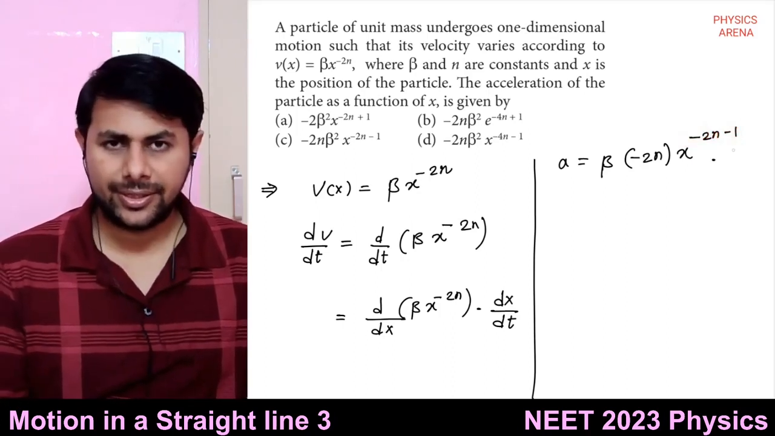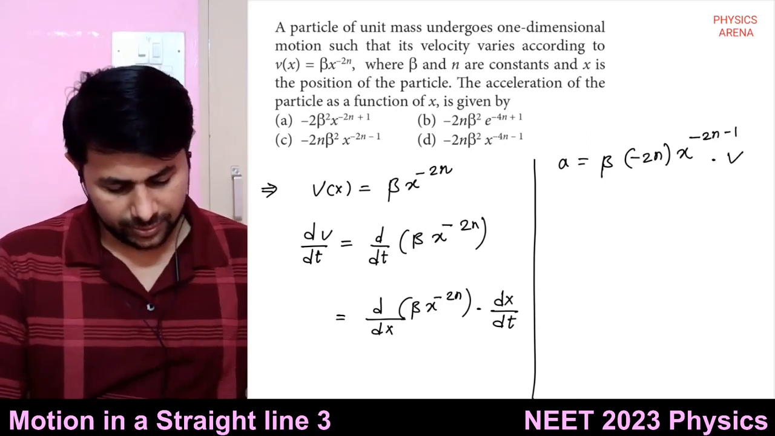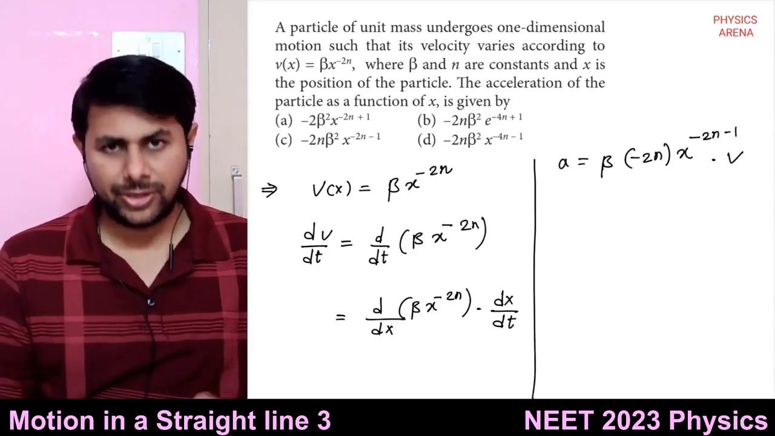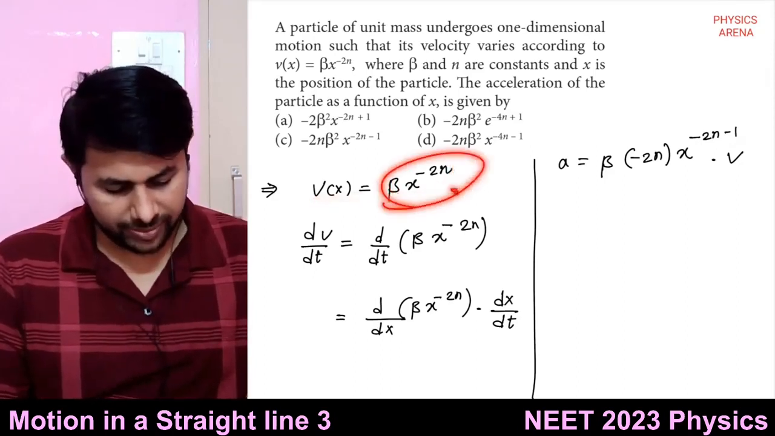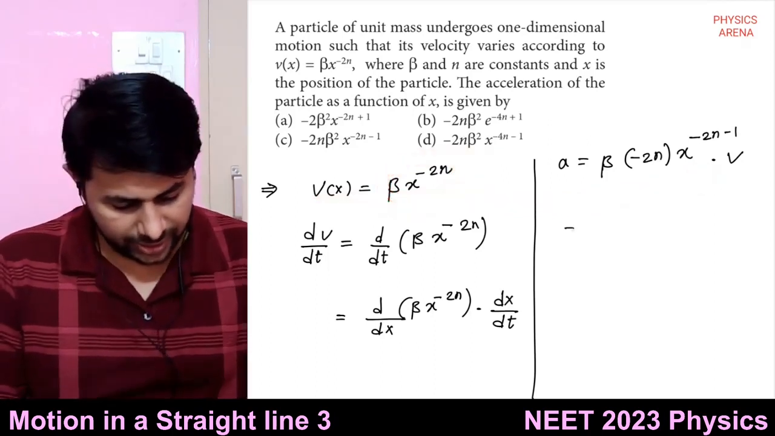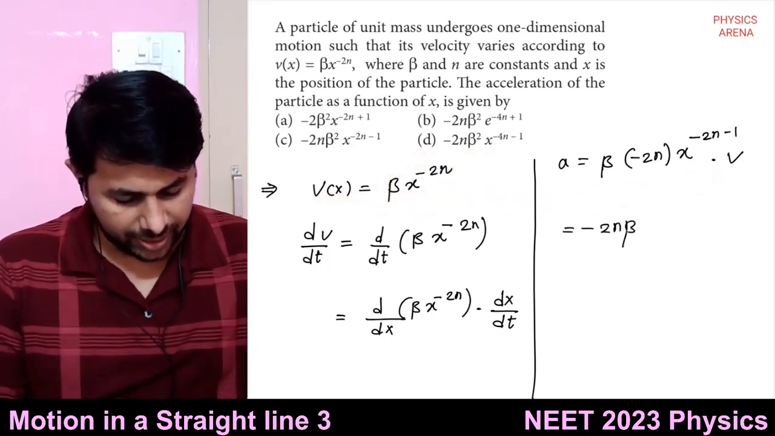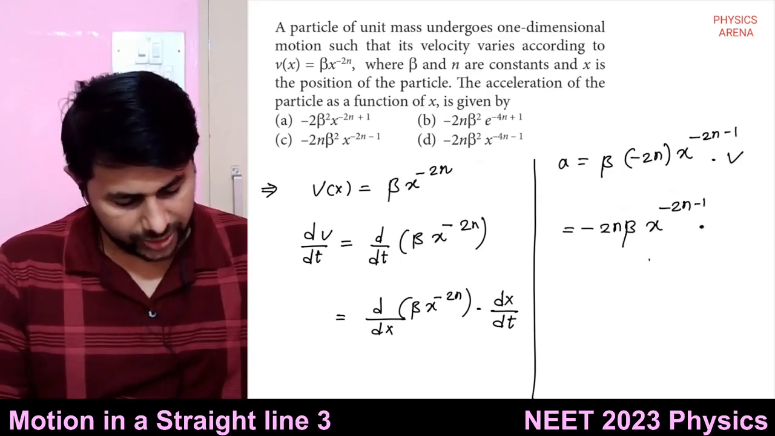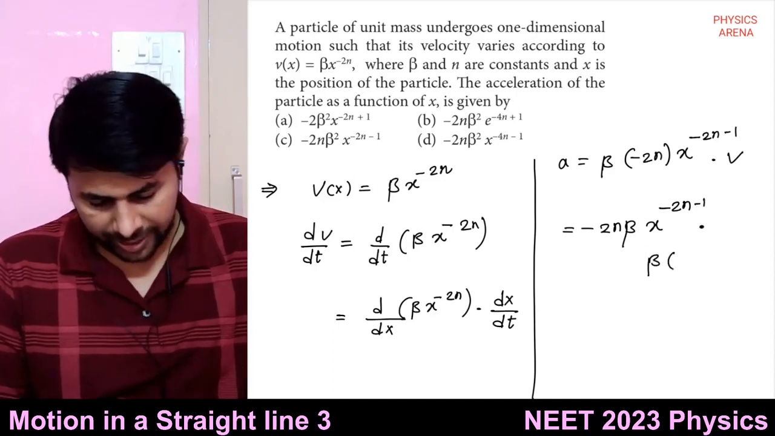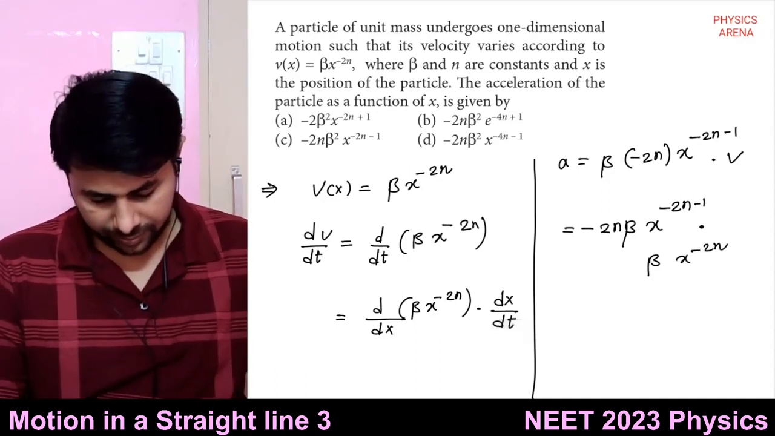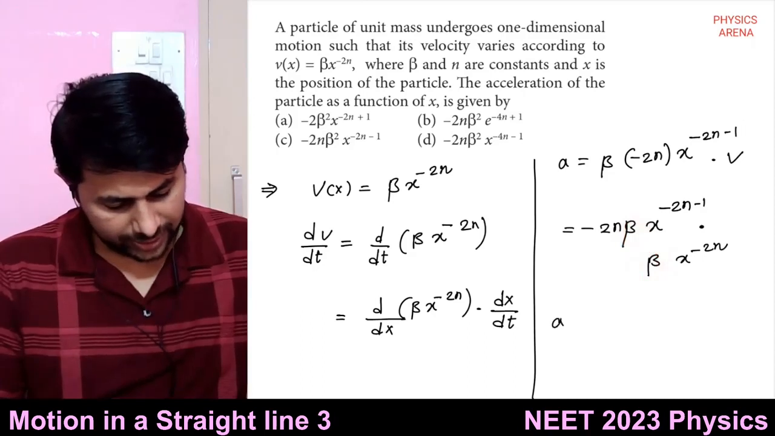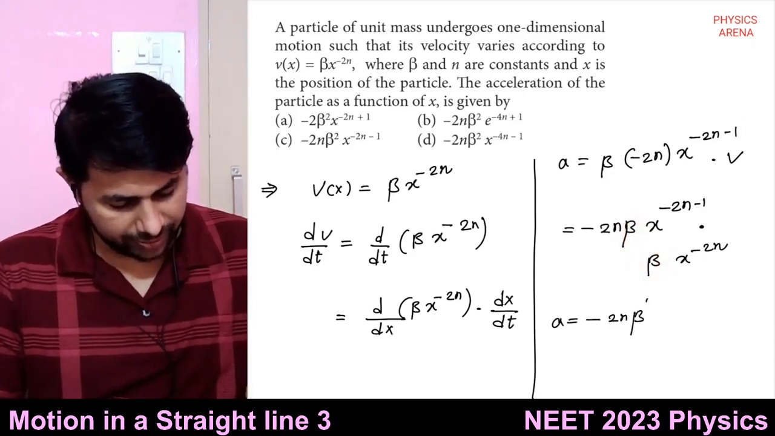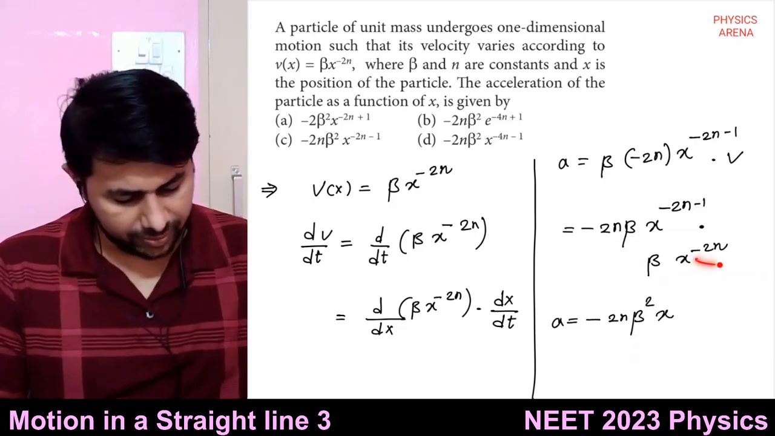What is dx by dt? dx by dt is velocity. And then we want it in terms of position only. So we know the velocity in terms of position is this. So let's substitute that back here. So we get it equal to minus 2n beta x raised to minus 2n minus 1 multiplied by velocity, which is beta multiplied by x raised to minus 2n. So beta times beta gives me beta square.